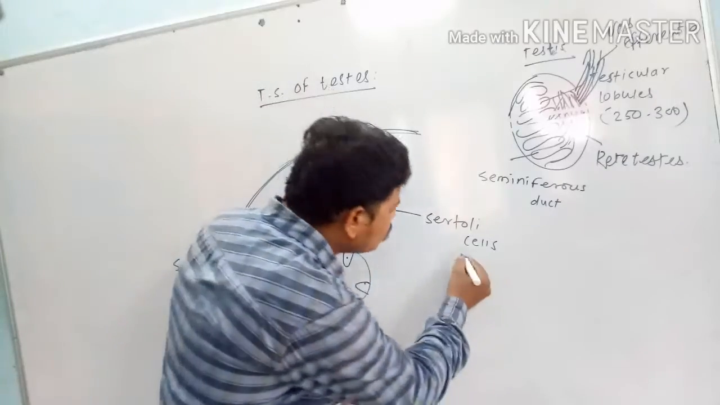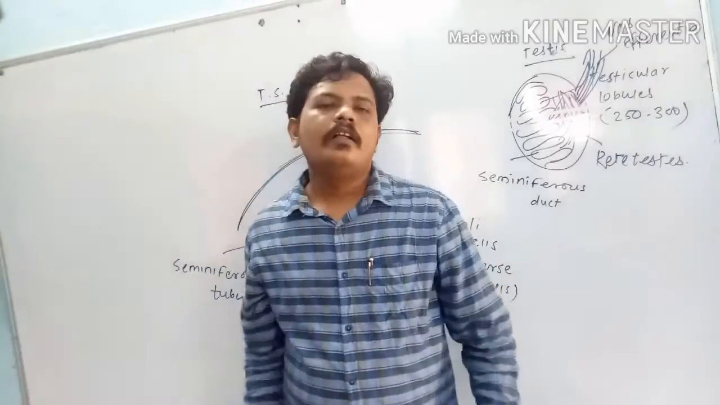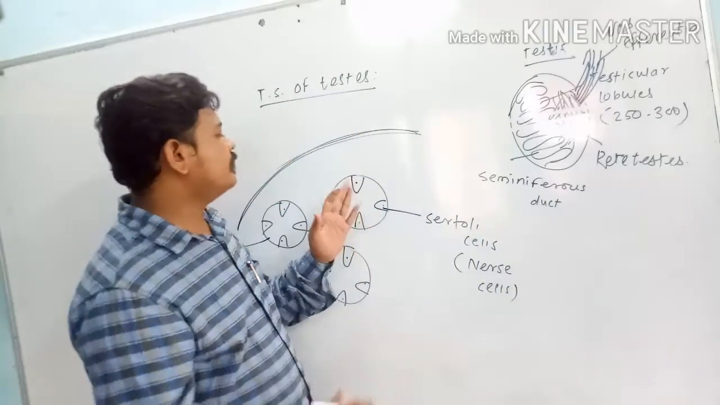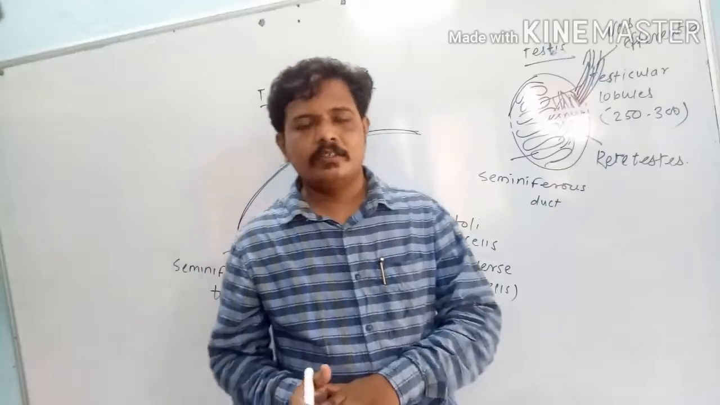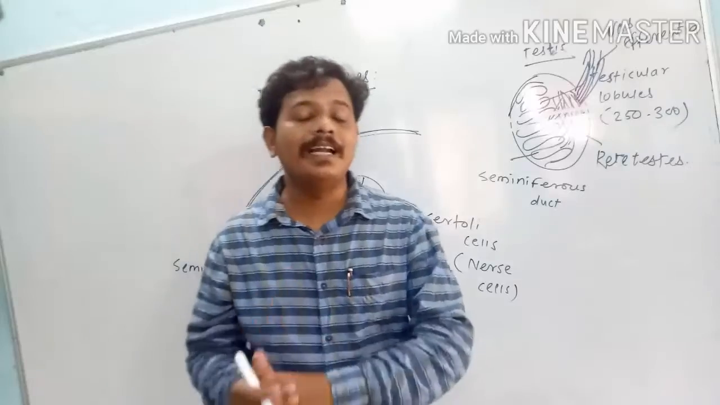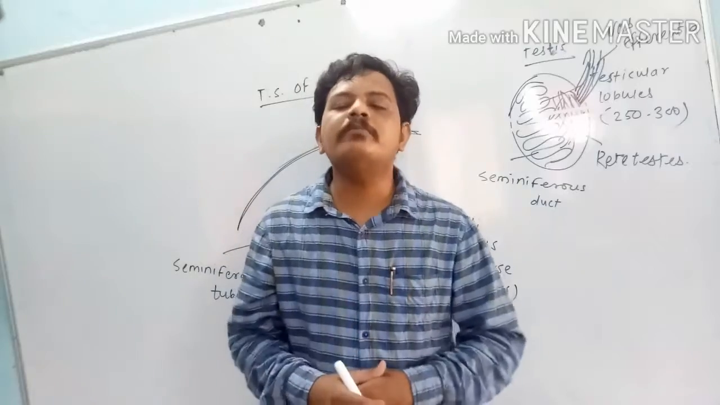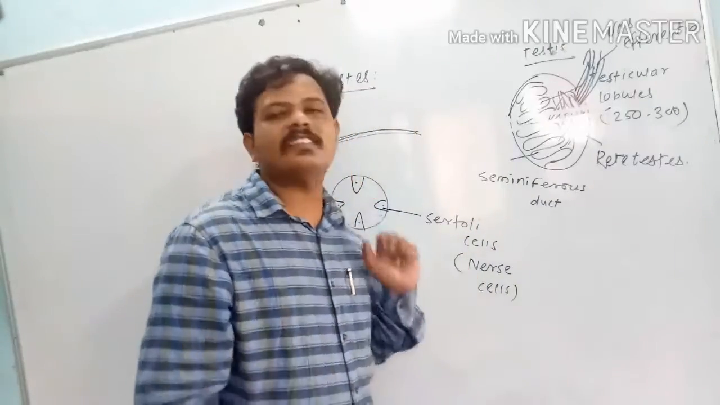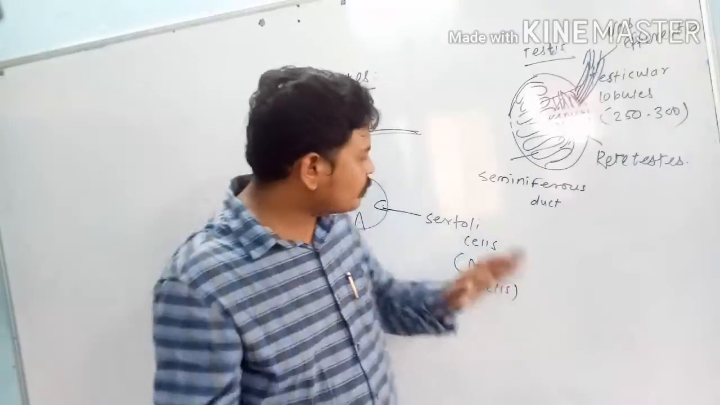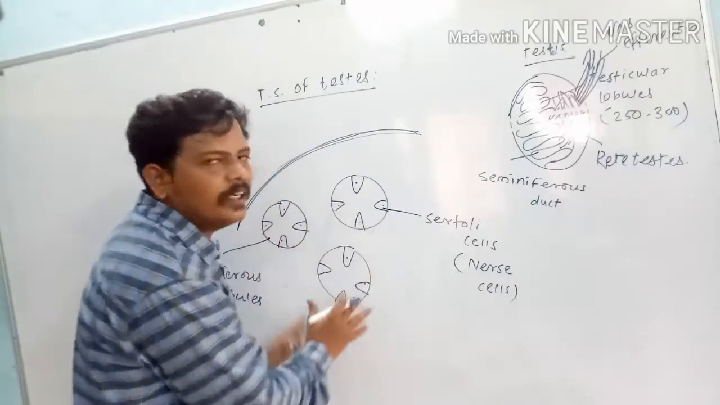These Sertoli cells are also called nurse cells. Now why are these Sertoli cells also called nurse cells? Because in the seminiferous tubules, sperms are produced. Formation of sperm takes place in the process of male gametogenesis, means spermatogenesis. Now these newly formed sperms are nourished by these cells. Means nurse cells provide nourishment to the developing sperms. That's why Sertoli cells are also called nurse cells. Getting this?